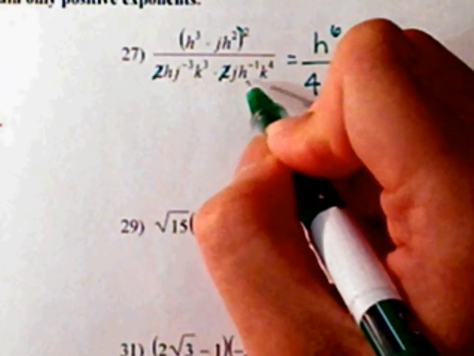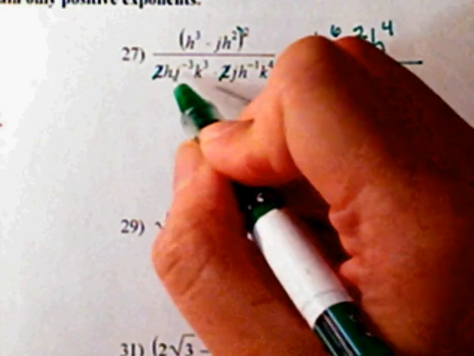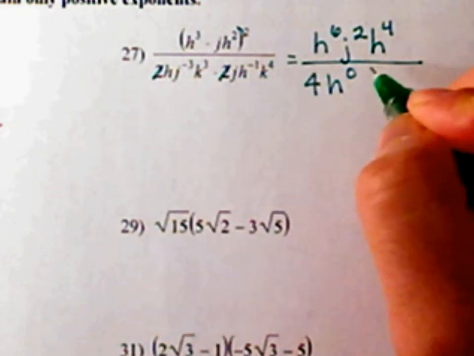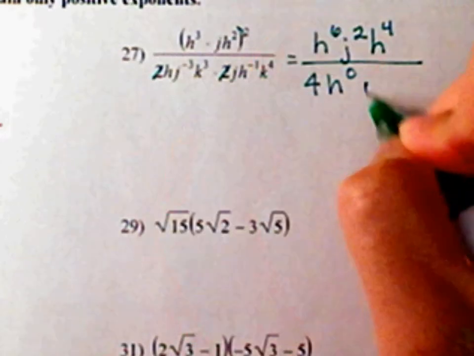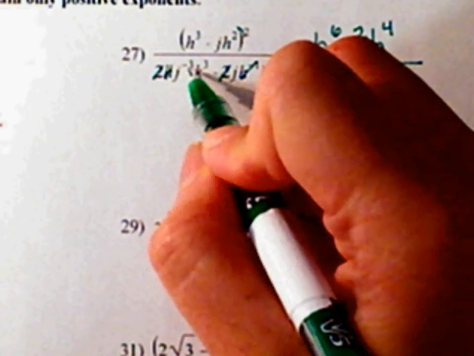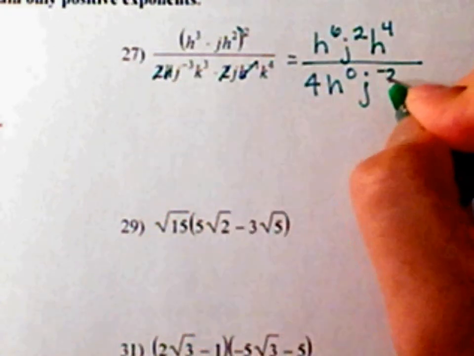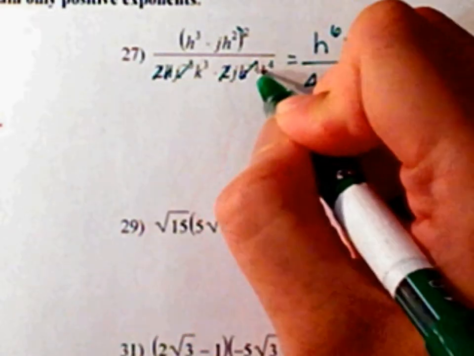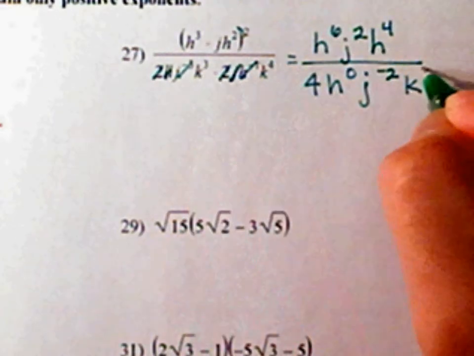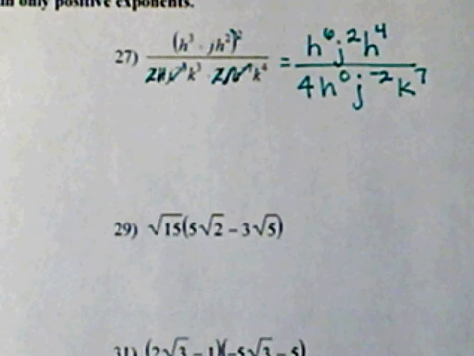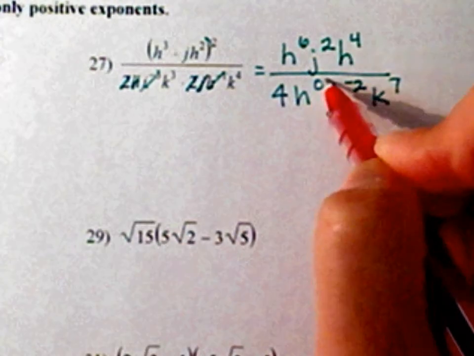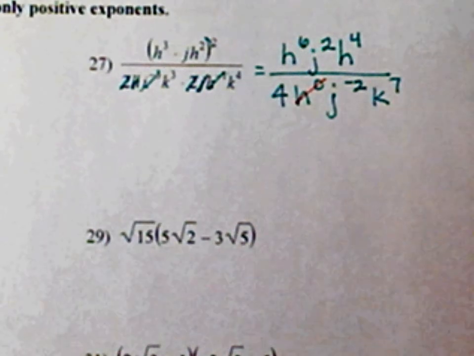So I'm going to go ahead and combine these guys. So h, 1 minus 1 is 0. And then you have your j. So I'm going to mark it off as I'm doing it. Negative 3 plus 1 is negative 2. Okay? And you have your k. 3 plus 4 is 7. Now continue with the math. Anything to the 0 power is 1. So 4 times 1 is 4. So I'm going to mark that off.